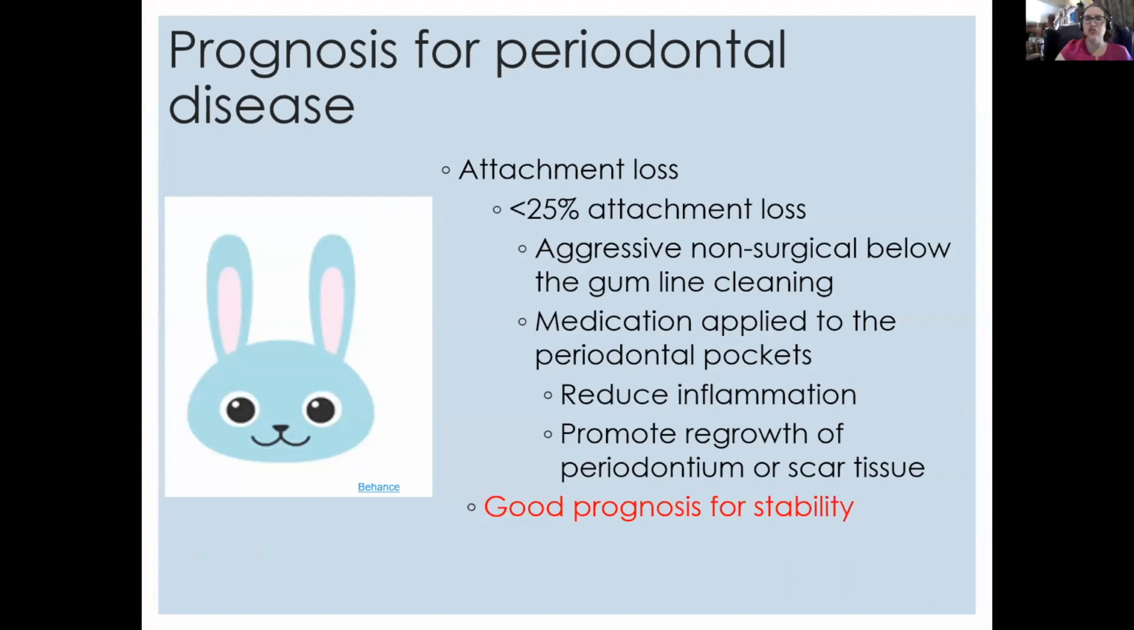If you have stage 2 periodontal disease, which is going to be some inflammation with less than 25% attachment loss, and that's of any of those 4 structures of the gum tissue and the hard tissues, some aggressive non-surgical below the gum line cleaning is going to be warranted. Your veterinarian may apply some medication down into the pockets to reduce the inflammation. And this all helps to promote the regrowth of all of those 4 structures, or worst case scenario, some scar tissue. But if you have less than 25% attachment loss, you have a fairly good prognosis for stability.